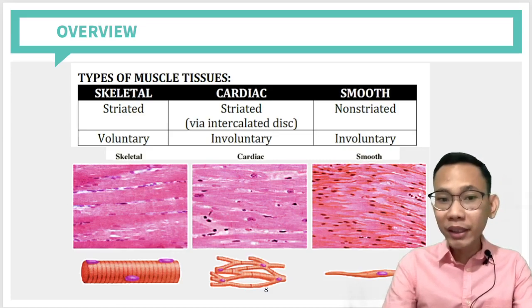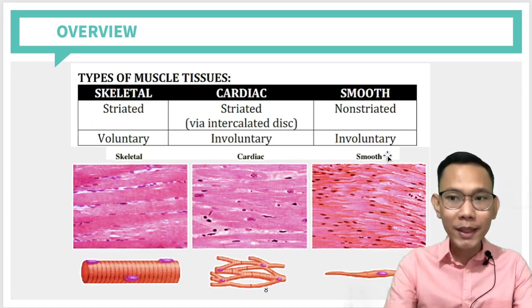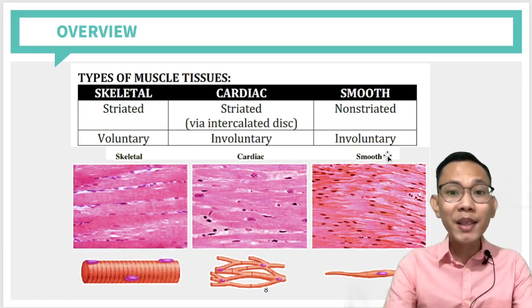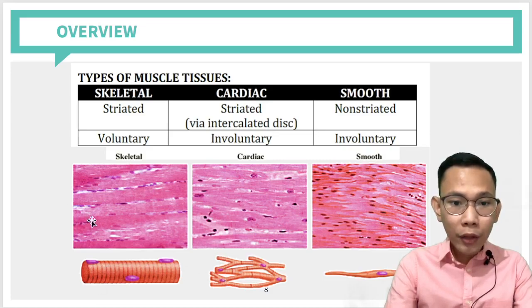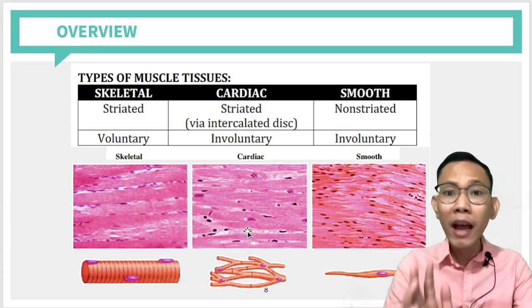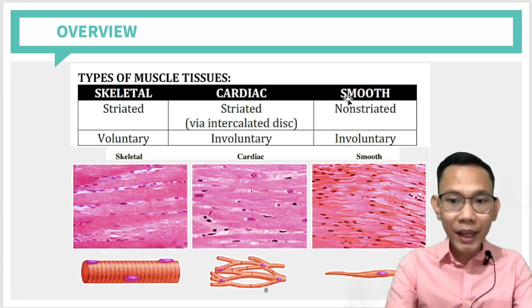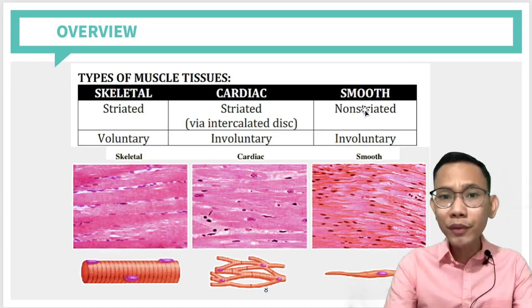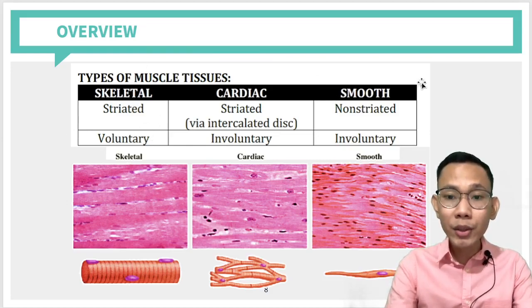Again, in terms of the types of muscle tissue, we have your skeletal, cardiac, and smooth muscle. One way of differentiating them is by the presence of striations. Your skeletal and cardiac muscle are both striated. As you can see in the diagram, there are striations. Later on, we will have a better picture of these striations. Your smooth muscle is non-striated. In terms of nervous control, your skeletal muscle is voluntary, while your cardiac and smooth muscles are both involuntary.